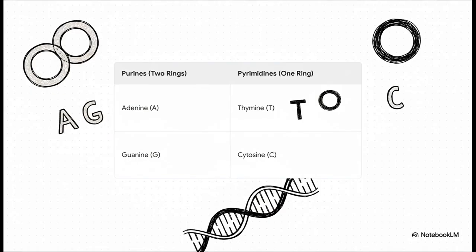Okay, now for those bases. There's a really simple way to classify them. You've got the purines, that's adenine and guanine, and you can see they're the bigger ones with a 2-ring structure. Then you have the pyrimidines, thymine and cytosine, which are a little smaller with just a single ring. It's kind of counterintuitive, but just remember, the shorter word, purine, is the bigger molecule.